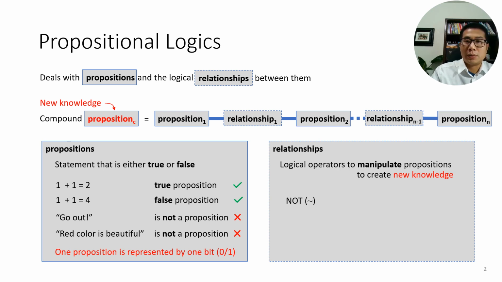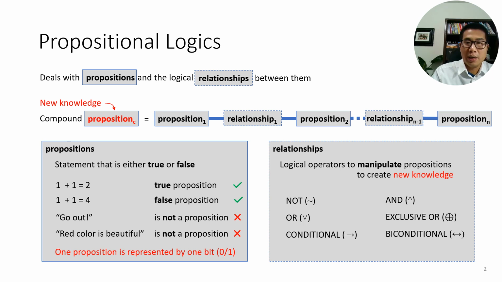So there are logical operators that we have learned, like the NOT operator, AND operator, OR operator, exclusive OR operator, and biconditional operator. The question right now is, how can we use physical components to build, to implement these operators? And these are called logic gates.